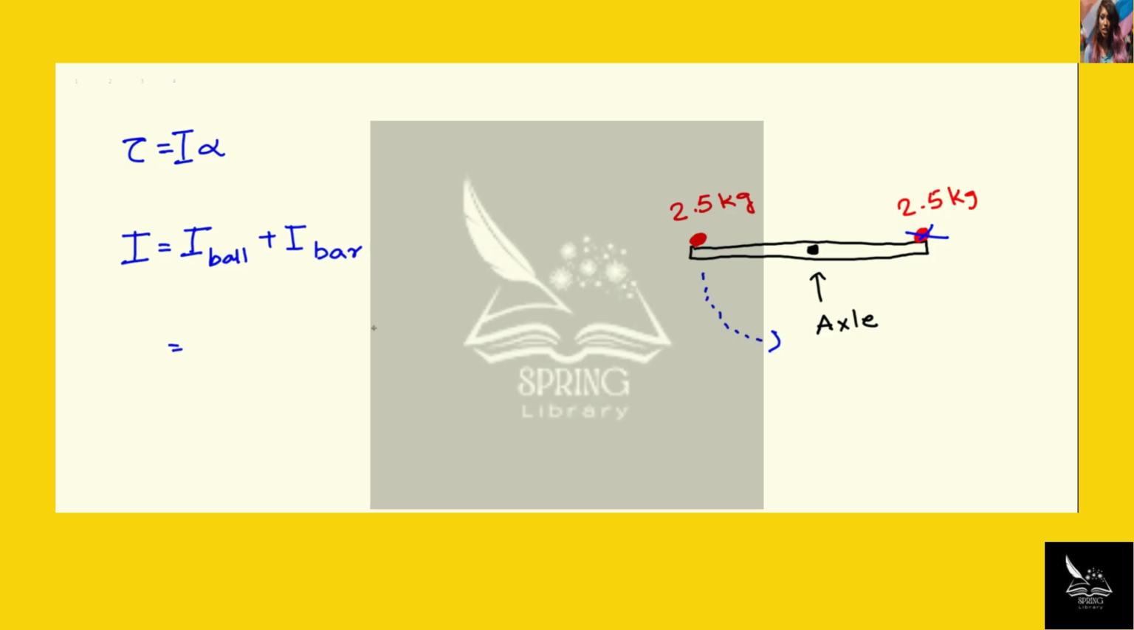Since the bar is rotating at the axle, we'll have 1/12 m_bar L squared, where L is the length of the bar, and then for the ball it's just m_ball times (L/2) squared. And the reason it's L/2 is because the bar is rotating about the axle, and the distance from the ball to the axle is L/2.